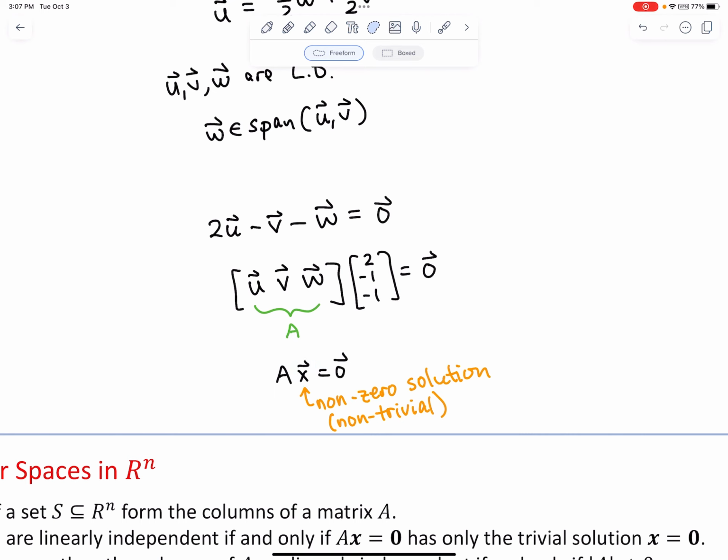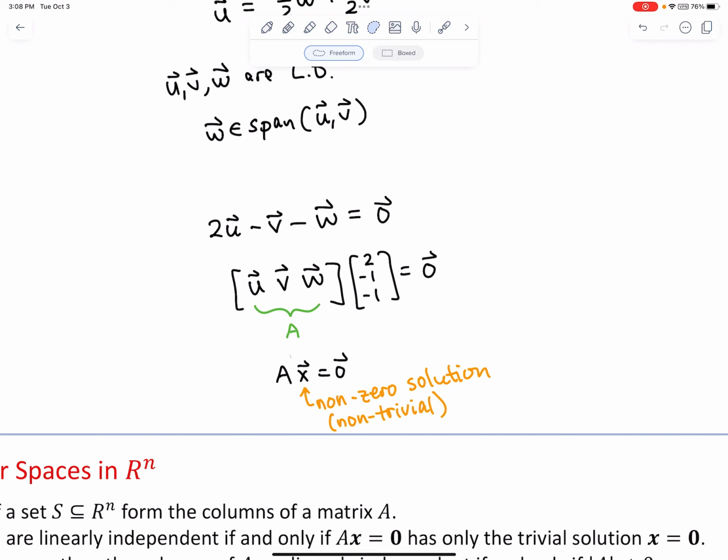And if this system has a non-zero solution, that will mean that one of these components will be non-zero, which means that at least one of these coefficients will be non-zero, which means that I can ultimately solve this equation for u, v, and or w in terms of the other vectors, which would suggest that the vectors are linearly dependent. This is going to provide a way whereby we can determine if a set of vectors form a linearly independent or a linearly dependent set.